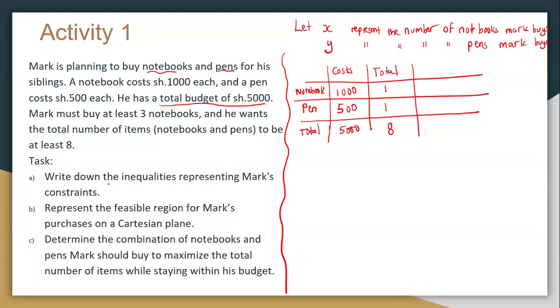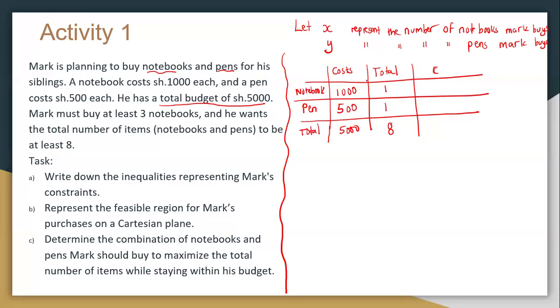Then they are telling us to write down the inequalities that represent a feasible region to determine Mark's purchase, and to determine the combination of notebooks and pens Mark should buy to maximize the total number of items while staying within her budget. Now, members, I want you to let me know. Now here I'm going to put my costs. Okay, I'll bring my objective function later on.